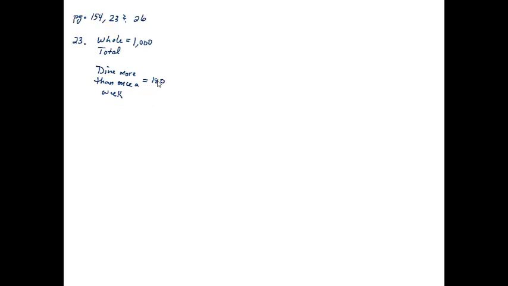Okay, so of 1,000, 180 dined at restaurants, how many didn't dine at restaurants more than once a week? Well, it's going to be 1,000 minus 180, which is 820. All right, now let's go to part A. Part A says, find the probability that both adults dined out more than once per week. So the probability that both adults dined out more than once.